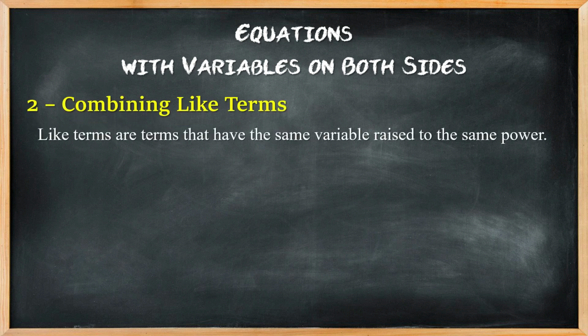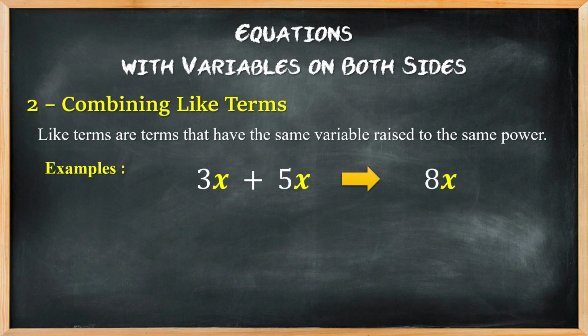Like terms are terms that have the same variable raised to the same power. We can combine like terms by adding or subtracting their coefficients. For example, 3x and 5x are like terms because they both have the variable x to the first power. We combine them by adding the coefficients. 3 plus 5 equals 8, so 3x plus 5x equals 8x.